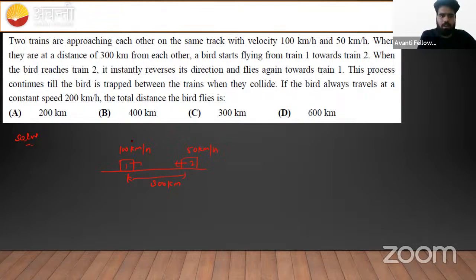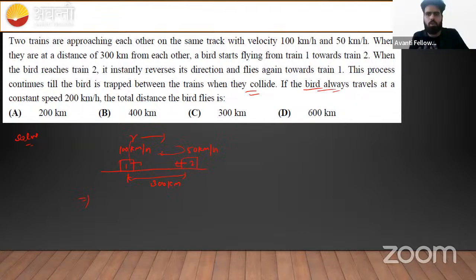A bird that is initially at train A starts moving toward train B, and after reaching train B, it again starts toward train A and continuously completes its motion until the separation between the trains becomes zero, or they collide. So what is asked is the distance covered by the bird. How can we process such a type of problem?